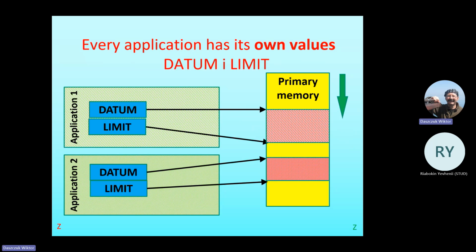Every program has its own pair of values loaded to datum and limit. So if we do the context switch between programs, we load the datum and limit values allocated to the given program, and the program works in the memory area allocated to it. And another program has its own pair of values.